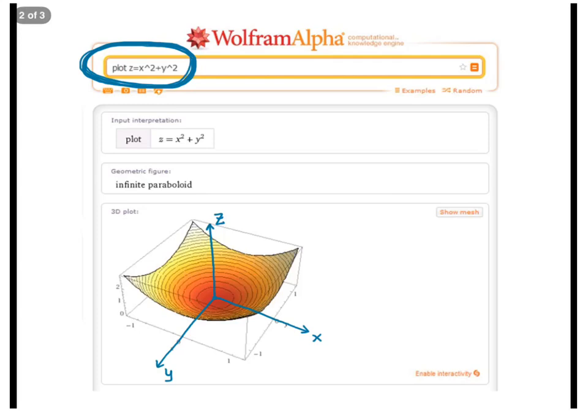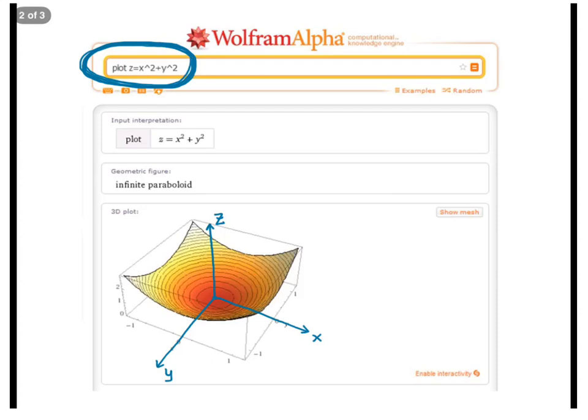So while you're doing your homework, always check to see if you're getting the correct figure by checking in Wolfram Alpha, or if you have a TI-89 or TI-Nspire, those can both handle three-dimensional graphing as well.